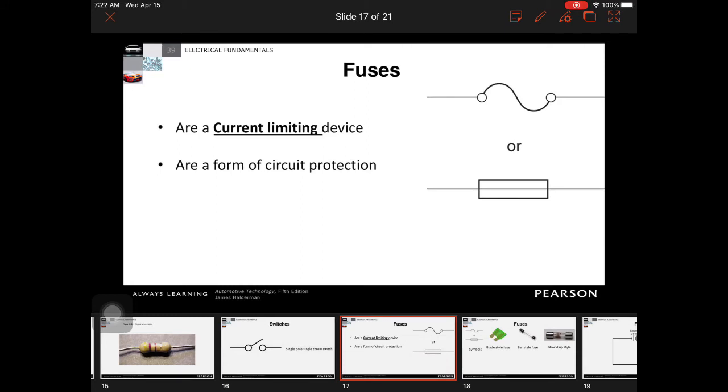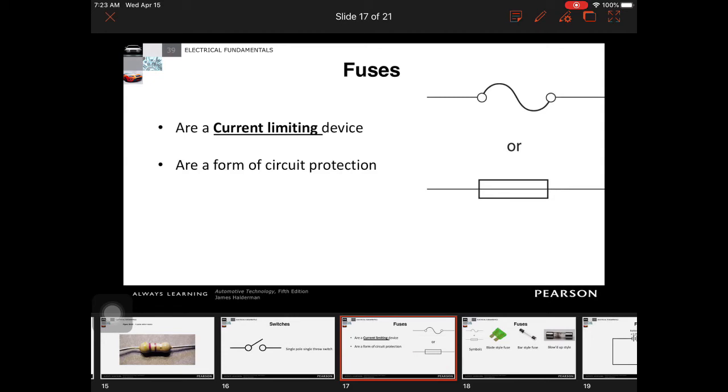Okay, so the last big one that we want to talk about is a fuse. Fuses are a current limiting device. Make sure we understand that they are current limiting, not voltage limiting. When we see a fuse, they're usually listed as 5, 10, 15, 20, 25 amps. There's a reason they're not listed in voltage, because the voltage of the vehicle usually never changes much. It does have a little bit different voltage when the vehicle is started versus when the vehicle is running, but the voltage is pretty consistent.